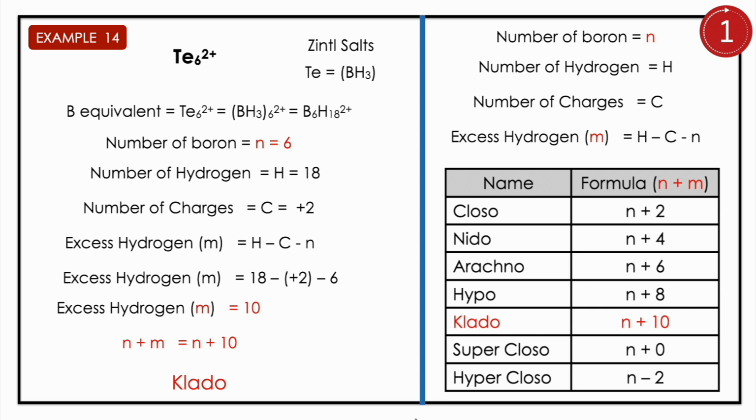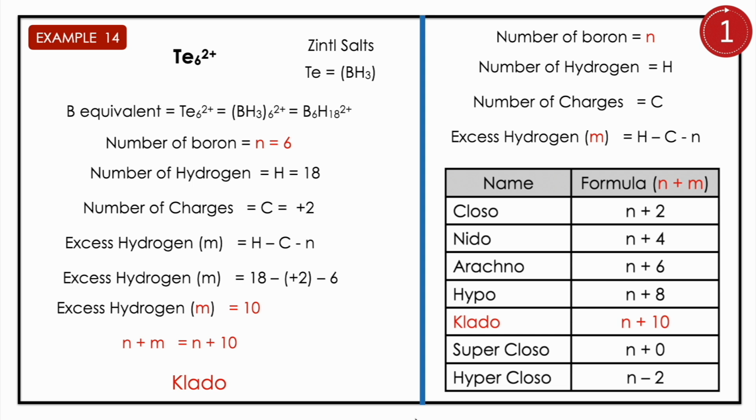So if you find the exact equivalent of borane, it means B6H18 2 plus. Now it has become borane. We will find the excess of hydrogen. For that, the first step will be counting the number of boron, which is N, equal to 6. Then counting the number of hydrogen, which is 18. So H is 18. Then the charges. Charge is plus 2. C is plus 2.